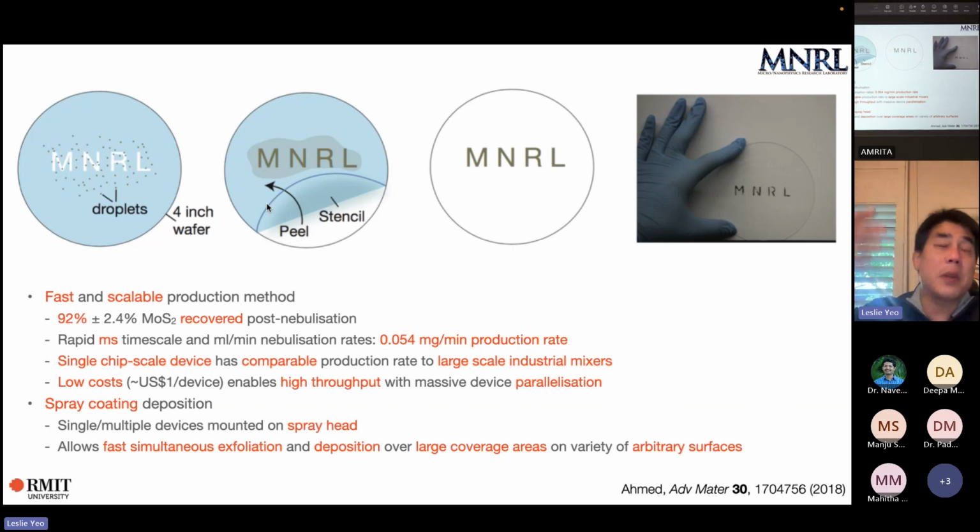And because you saw the nebulization, it comes out so fast. You've got hundreds of millions of these droplets. Then you can do patterning very quickly, and the devices are very low cost, right? Because through mass nanofabrication, you can make lots of them very cheaply, less than $1 a device. So you can do high throughput through massive parallelization.